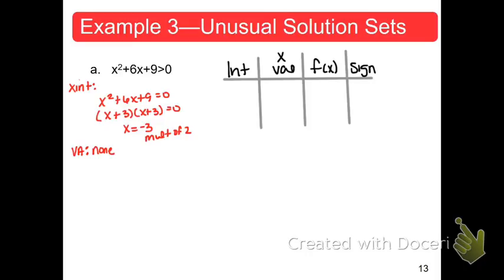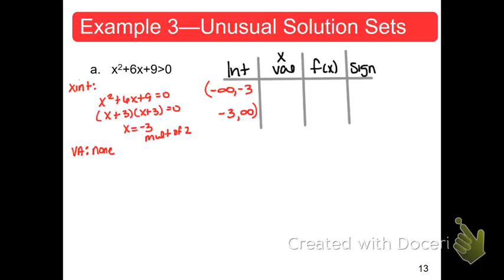Okay, so we got the setup for our interval table here, and so we just need to create those intervals. Remember, again, they always start at negative infinity, and the last one will always end at positive infinity. And we look at this problem, and the only number I have to split up that interval is going to be at negative 3. So our interval is going to go from negative infinity to negative 3, and then negative 3 to positive infinity.